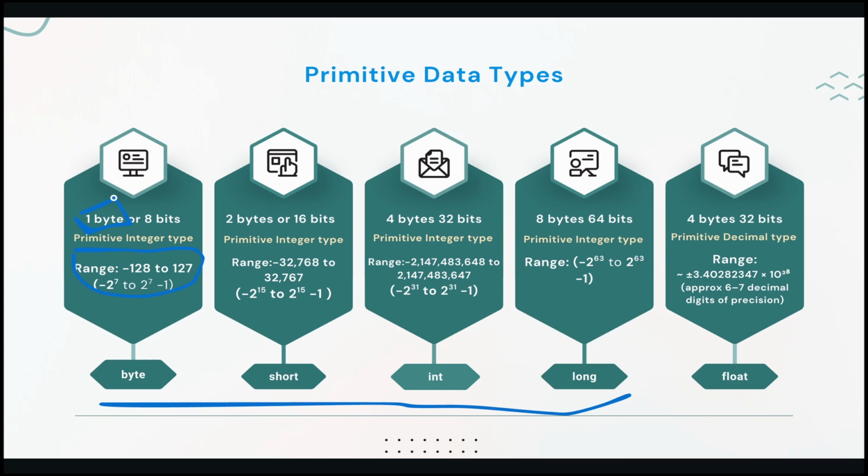So according to permutation and combination, how many numbers are possible from these 8 bits? 2 to the power 8. Okay, so that means 256 numbers are possible, 0 to 256.